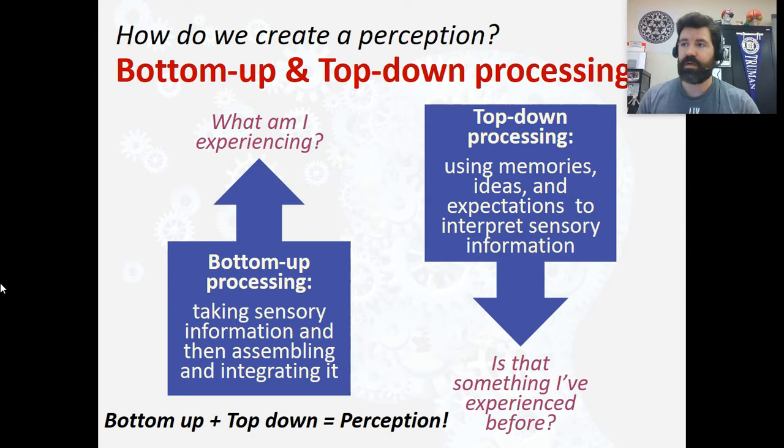What we see, what we smell, what we hear. Have we experienced that before? Do we have memories of those sensations? What are our expectations? Do we expect to hear something or see something? Top-down processing is the way that we interpret and process the information that we are receiving from the outside world. And our perception is the result of these two things together. So I have on the bottom of the screen, bottom up plus top down equals perception.